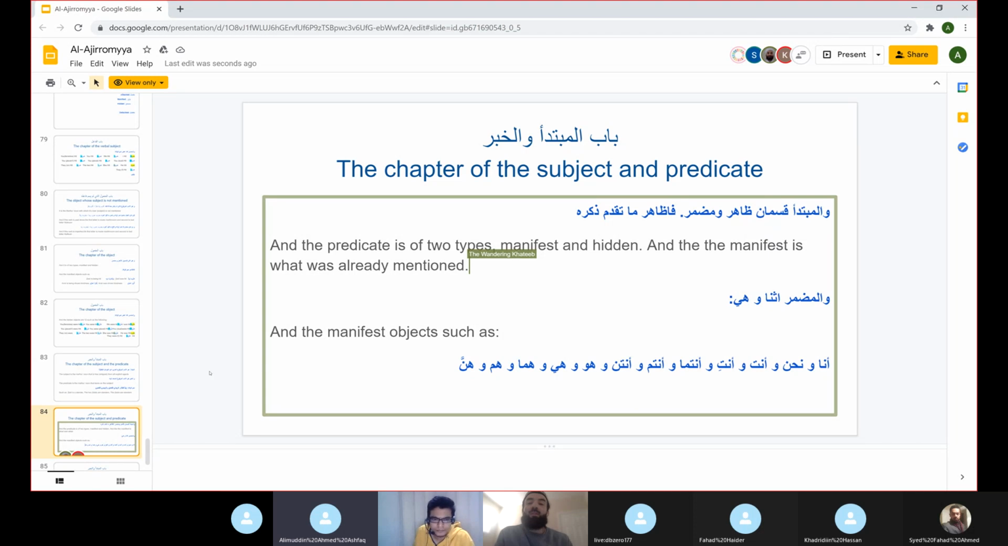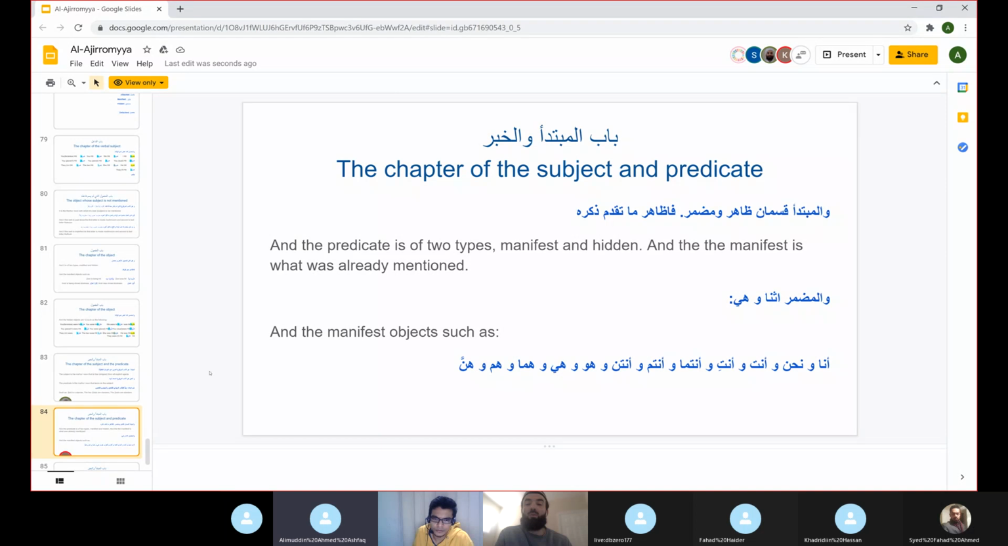Okay, so he says the predicate is of two types, manifest and hidden. And the manifest is what was already mentioned. What was it that he already mentioned? Zaidun qa'imun, Zaidani qa'imani, Zaiduna qa'imuna. So here Zaid is manifest in every single example, right? It's an explicit name. That's why he doesn't give us another example. He just says go back and check the example.